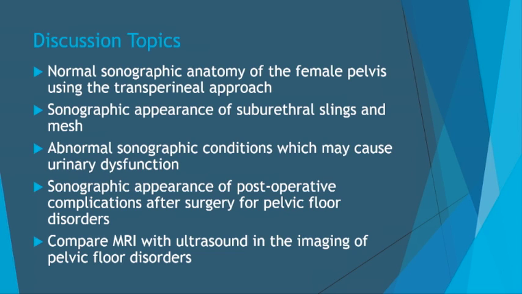In discussing the topic of pelvic floor imaging for disorders, I'm going to be covering the following topics. They include normal sonographic anatomy of the female pelvis using the transperineal approach, sonographic appearance of suburethral slings and mesh, abnormal sonographic conditions which may cause urinary dysfunction, sonographic appearance of postoperative complications after surgery, and then finally I'll discuss the role of MR versus ultrasound in the imaging of pelvic floor disorders.